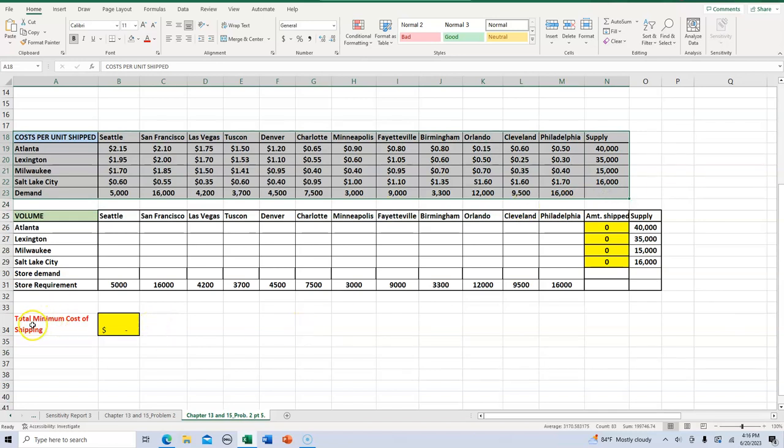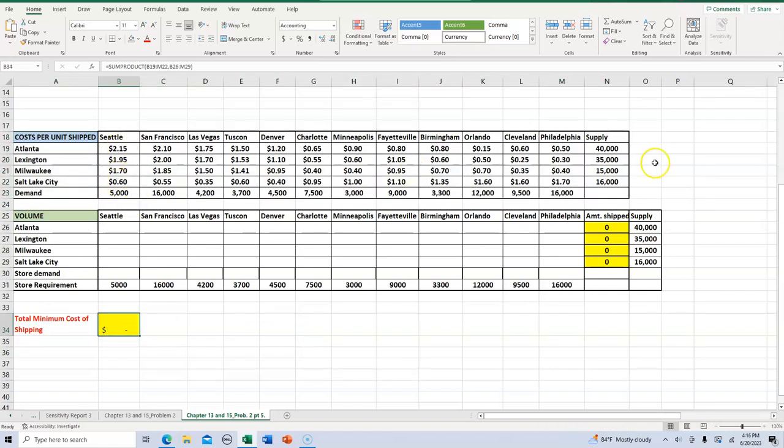And then you can set up your objective function. Obviously, that's going to be the sum product of the unit prices times the number of units shipped from each hub to each city. So that would be the first two things. Then I think that the constraints are very simple.